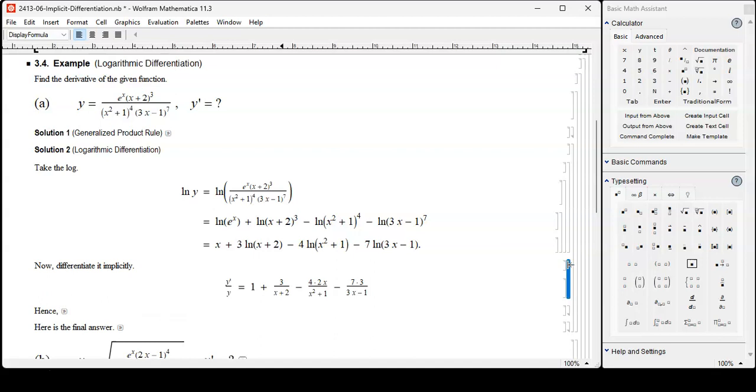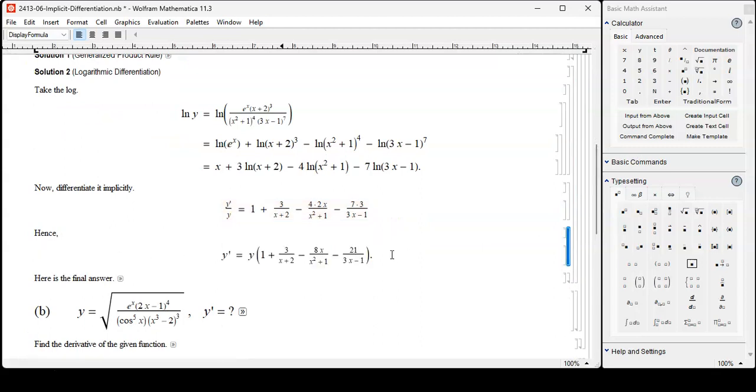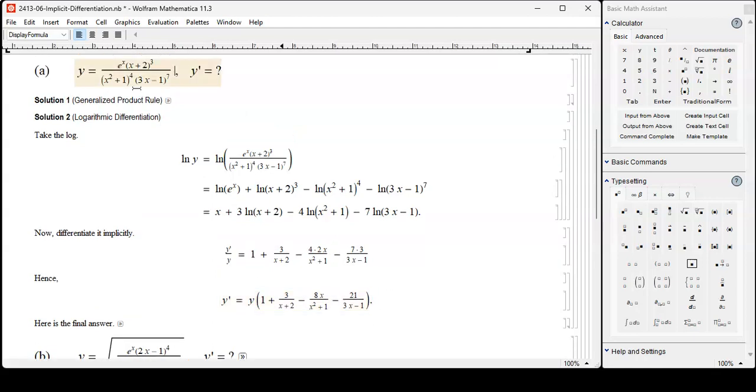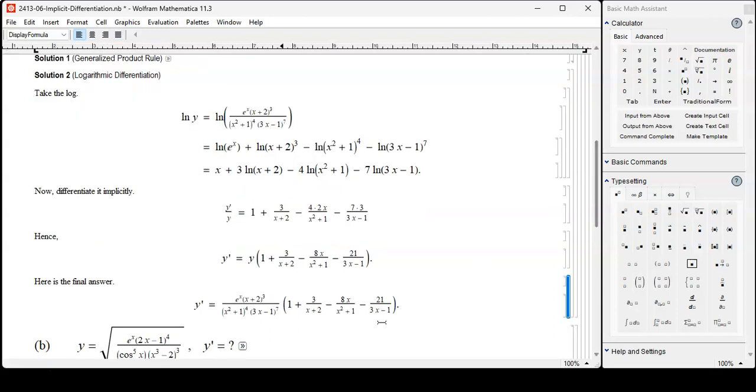Left hand side y prime over y as usual, and in the right hand side just take the derivative of each logarithm. Everything inside goes to the denominator, and then don't forget to multiply the derivative of the inside. And then flip the denominator to the other side, you get the answer. But this is not the best because this is an x expression, and this is just y. They don't mix. So let's go back to the original problem and then replace y by this. And then you get the final answer. This time, everything on the right hand side is an x expression, so everything looks good.